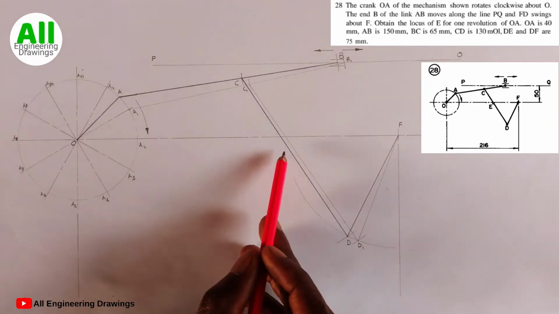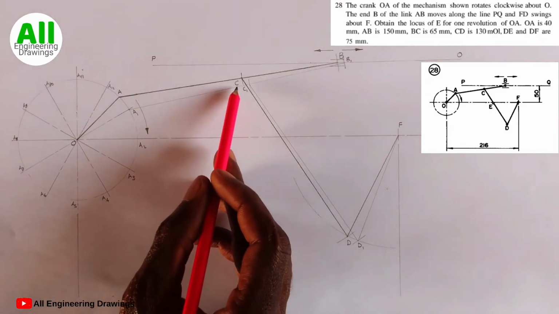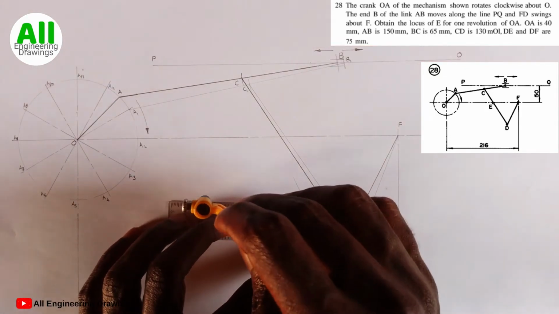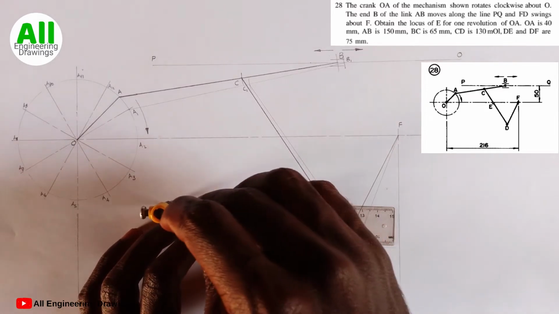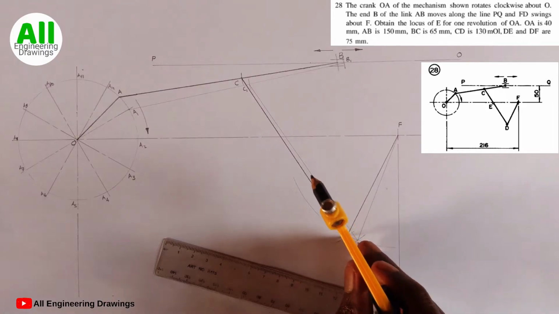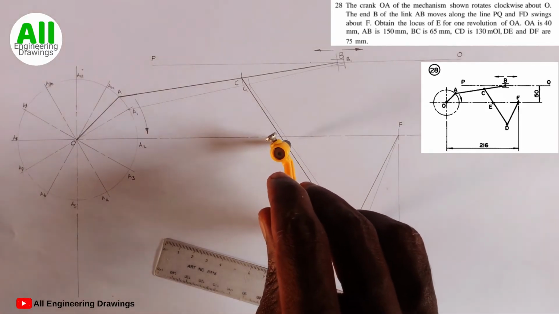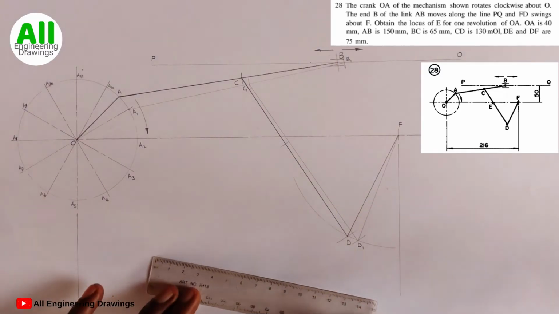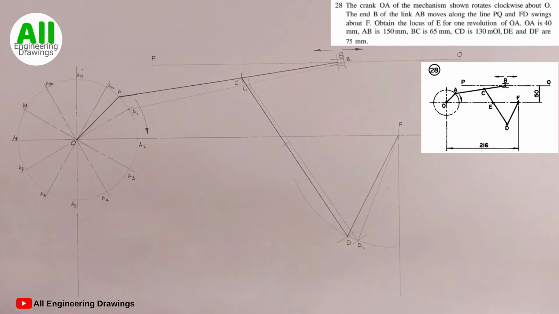So I forgot to indicate my point E, that is on this my CD. So I will adjust my compass to 75 millimeters. This is because the question says DE is 75 millimeters. Then I will place my compass on point D. Then I will cut an arc. The point where the arc cut through the line, I will call that point E.